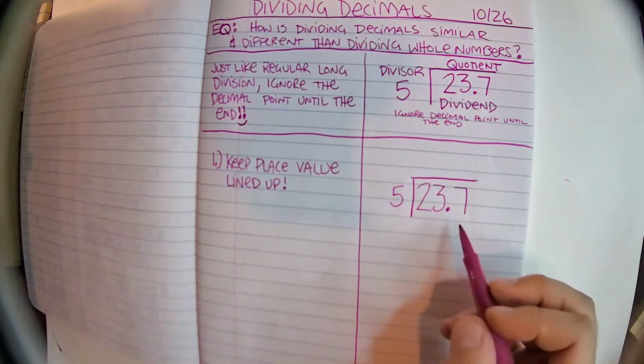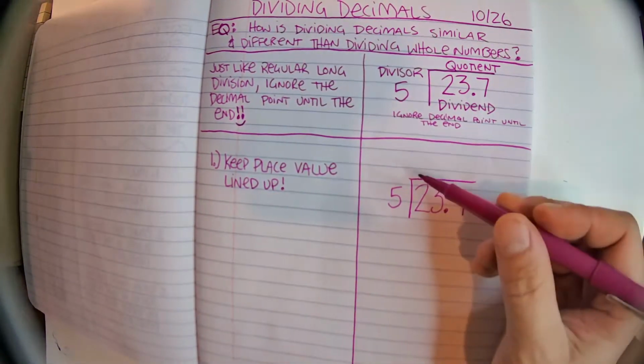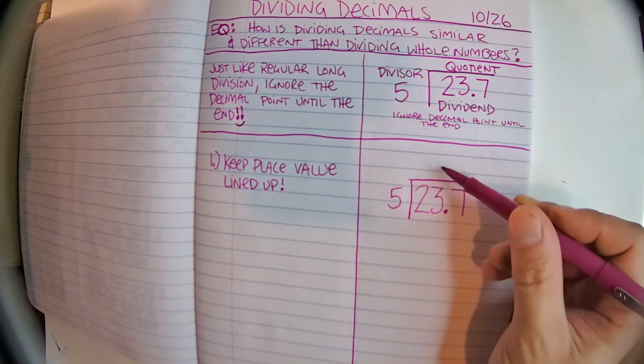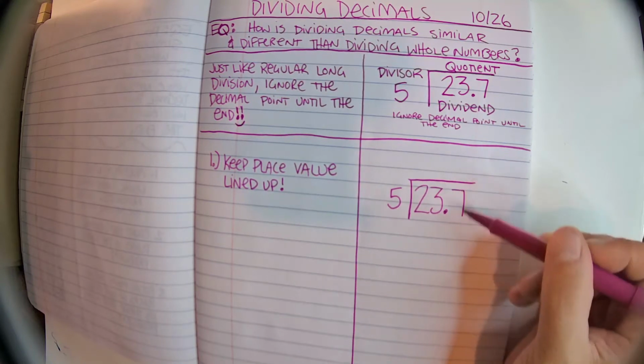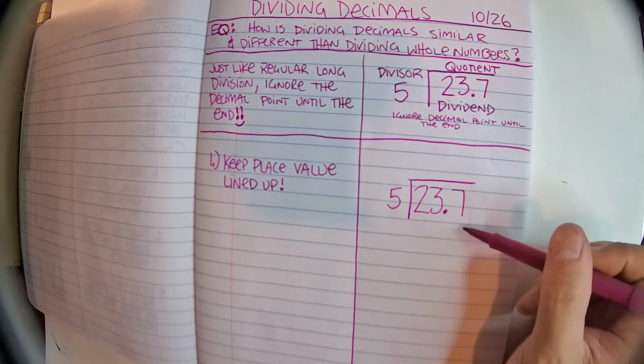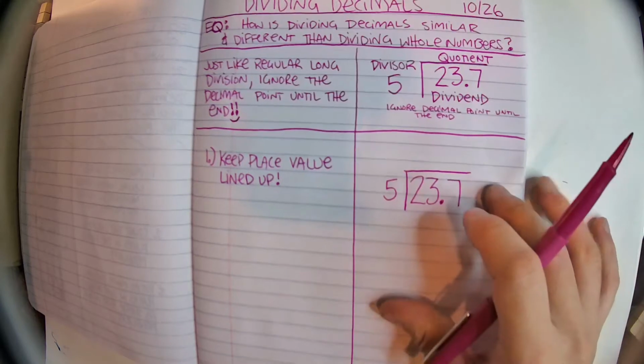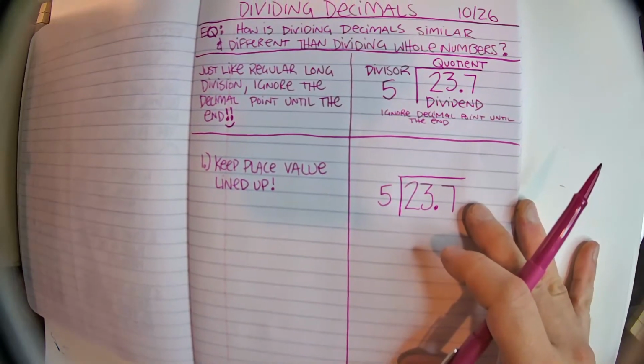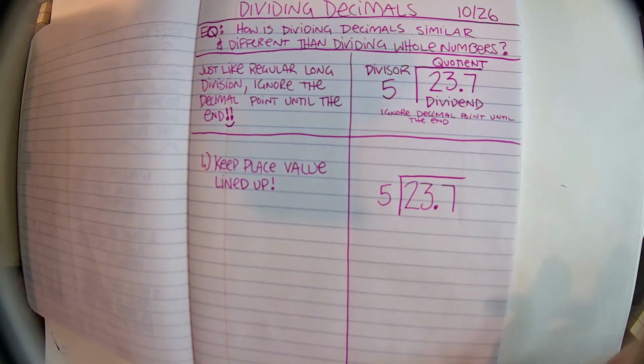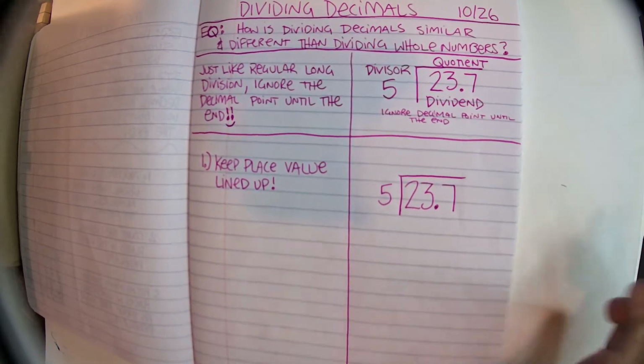All right, so remember that all of our numbers that go on top of the house should go on top of the numbers. Remember that we're ignoring the decimal point, but when you're bringing down numbers, really focus on not getting them out of place. All right, keep your place values lined up.